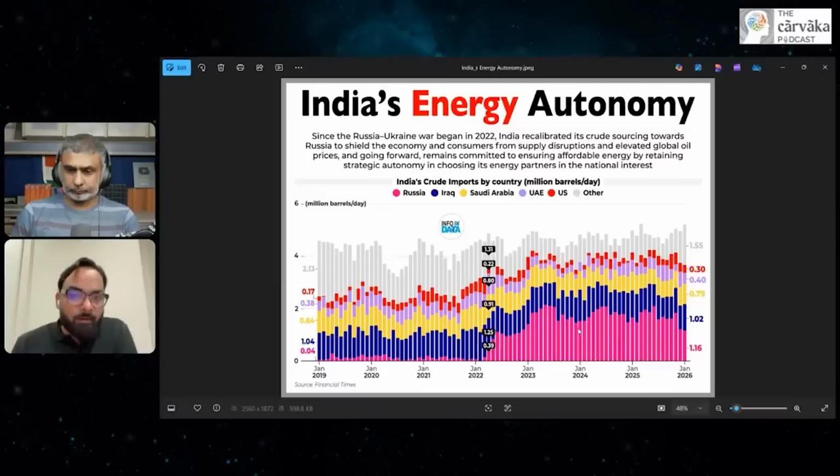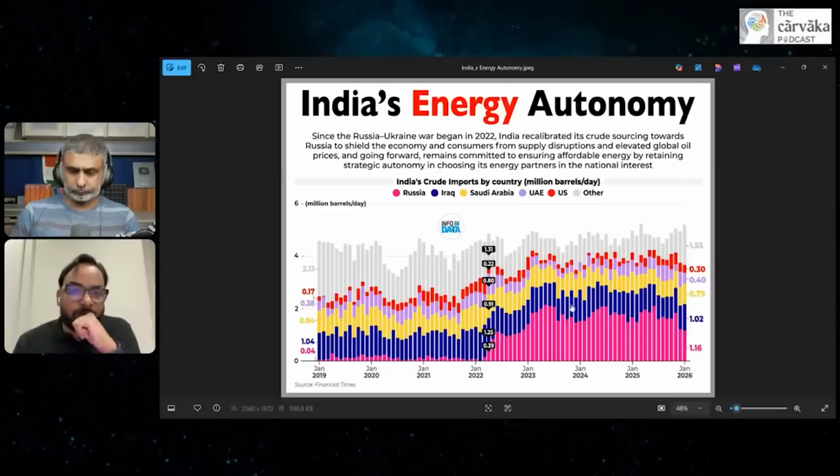Before 2022, it factored in nowhere. In fact, the majority of our crude imports was either Iraq, Saudi Arabia, partially UAE, then some of it was US, and then there were other sources, making up a combined 2.13 million barrels. And this is against an average consumption of 5 million barrels a day. That is how much we consume.